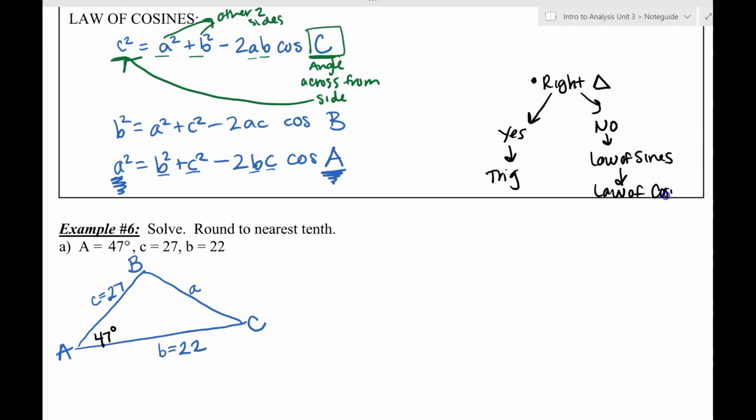So when I look at this triangle, there's nothing here that indicates it's a right triangle. So I cannot go down this path. So I go down the other path and I first start with law of sines.